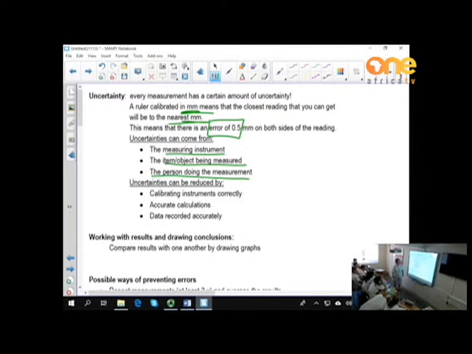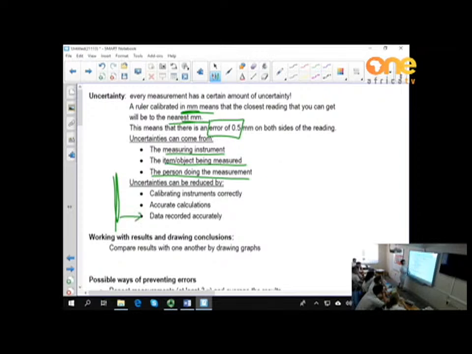Okay. Uncertainties can be reduced by calibrating instruments correctly. Now, normally, when we buy a ruler, we don't worry much about the accuracy of the ruler because we usually use it to draw straight lines. But if I need to measure the diameter of a pipe, I'm going to buy a caliper or micrometer, which has a higher level of accuracy. Okay, so you need to choose the correct instrument as well.